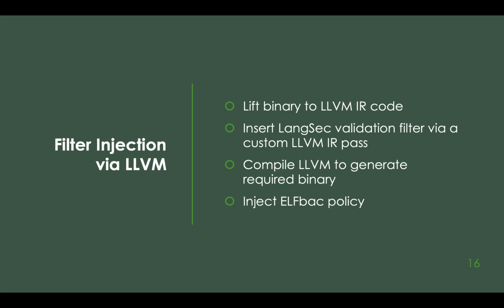The second approach will work with statically linked libraries. In this approach, we will lift the binary into LLVM intermediate representation code. Then we will insert the LangSec filter via custom LLVM IR pass, and then compile the LLVM back into a binary and then inject the elf-back policy to ensure control flow integrity.